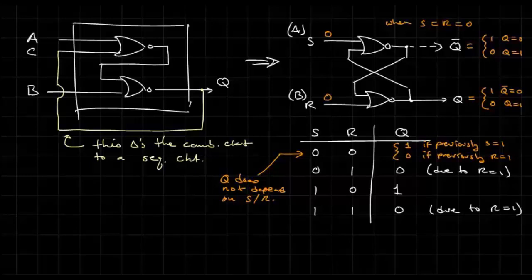So you'd never have that in combinational logic. You'd never have the scenario of when the two inputs are low, you could have one of two valid output states. But here you do, and it's based on the previous history.